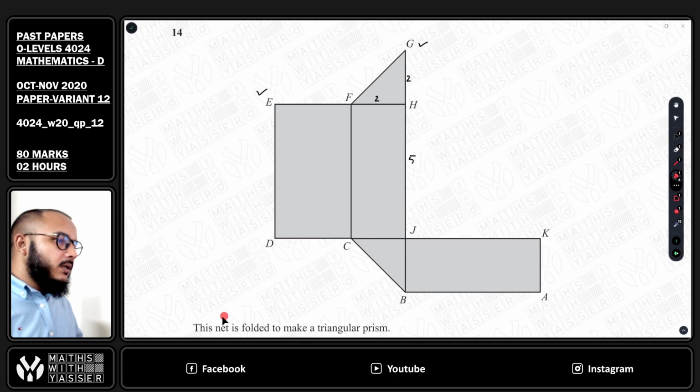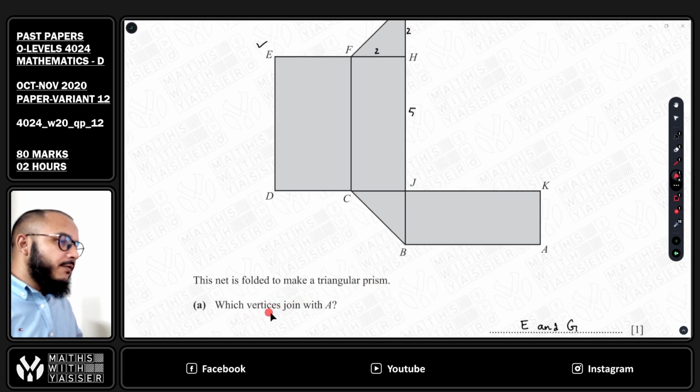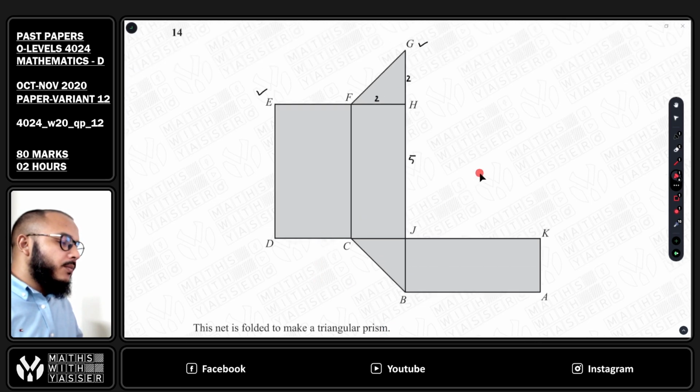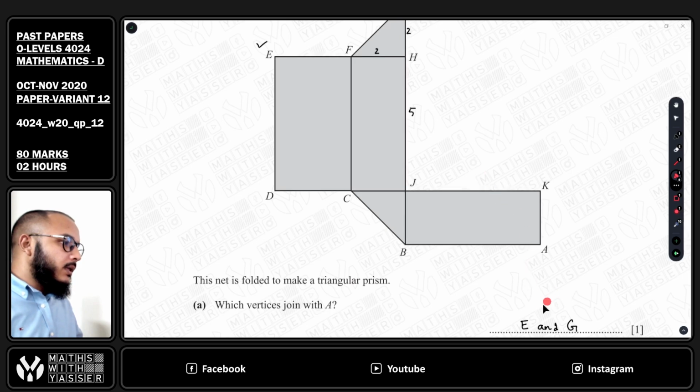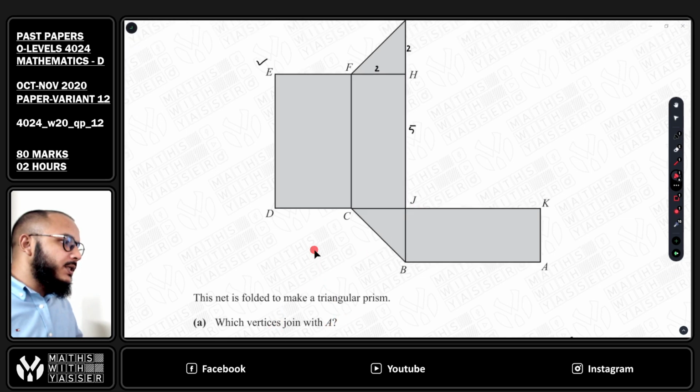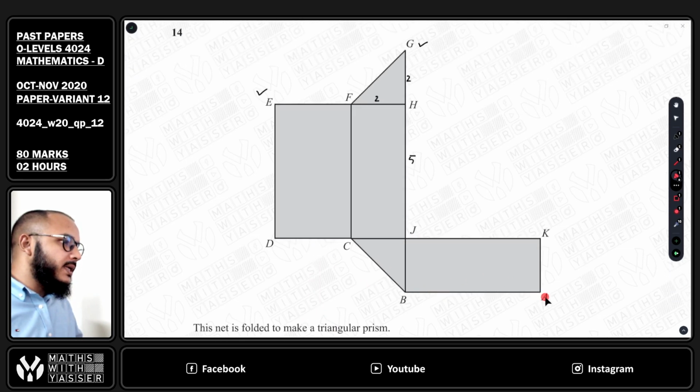Question number 14. This net is folded to make a triangular prism. Which vertices join with A? So for this we need to think properly. The answer should be E and G. So A will be joining with E and G. If you look at this point A, you should understand that A will join with E and G.